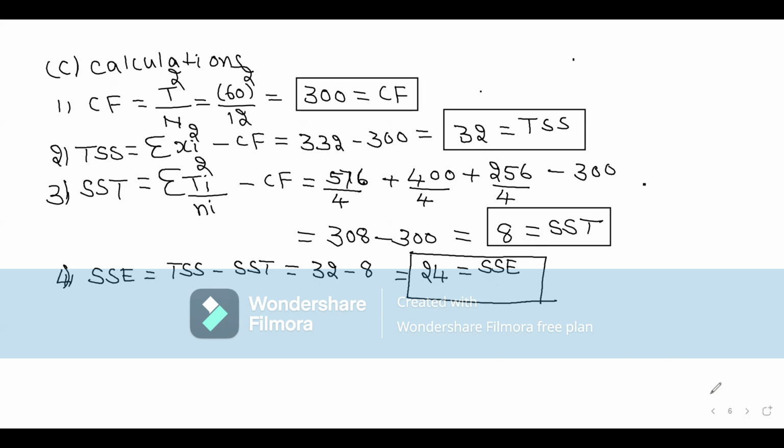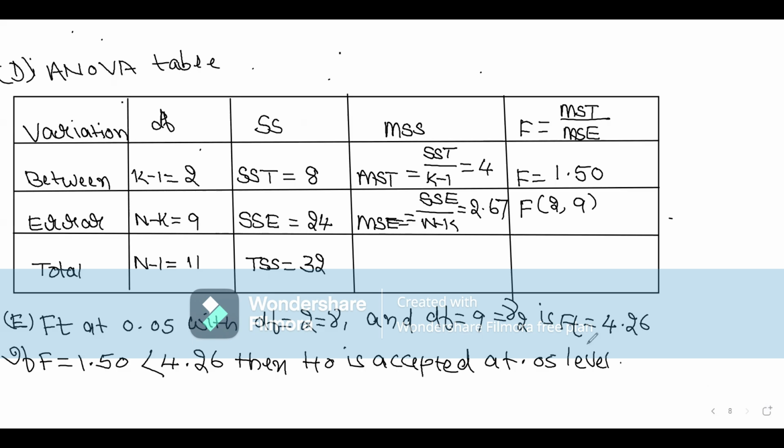Now next, we have to form the ANOVA table. Very, very important. The examiner gives the marks for this only. By looking at the table, he will give the awarded marks. Now look here, ANOVA table. The columns are variation, degrees of freedom, SS sum of squares, MSS mean sum of squares, F ratio, MST divided by MSE. Now here between, degrees of freedom is K minus 1. K is 3, 3 minus 1 is 2.